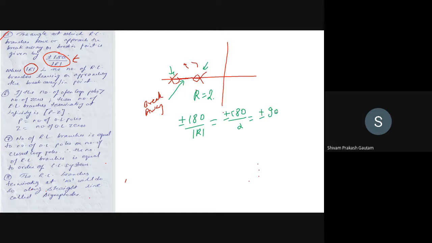So after the breakaway point, one branch will leave like this and another branch will leave like this, at an angle of plus 90 and minus 90 degrees. I hope this is clear. That is step number 2.